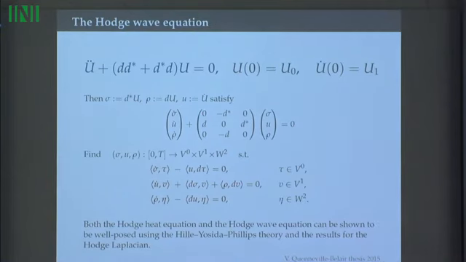This is probably one of the most interesting ones for applications. So the problem is what you would think it is. U double dot plus the Hodge Laplacian of U is equal to 0. You have to give two initial conditions. This comes out a little different. You might have thought that I put a U double dot here, but that's not what I do. And I introduce a new variable here, rho, which you didn't see before. So let me try to explain this.